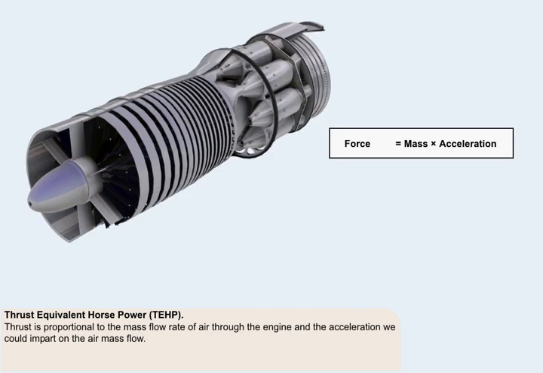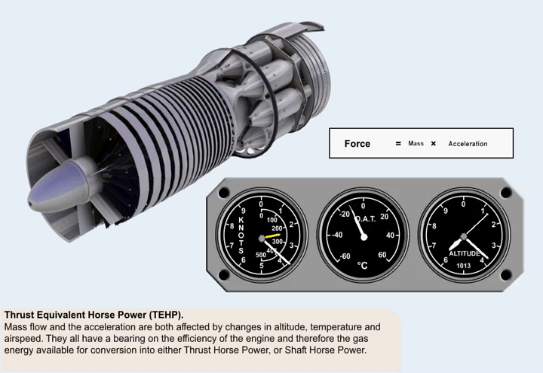We saw from the earlier equation that thrust was proportional to the mass flow rate of air through the engine, and the acceleration we could impart on that air mass flow. Both the mass flow and the acceleration will be affected by changes in altitude, temperature and airspeed, which all have a bearing on the efficiency of the engine and therefore the gas energy available for conversion into either thrust horsepower or shaft horsepower.